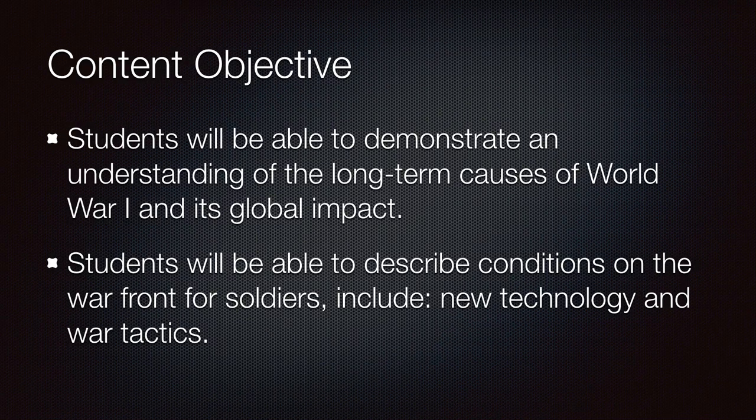So the content objective for today is students will be able to demonstrate an understanding of the long-term causes of World War I and its global impact. Students will be able to describe conditions on the war front for soldiers, including new technology and war tactics. So last time I told you that the war broke out because the Archduke Ferdinand of Austria-Hungary was assassinated, and that we had alliances between Austro-Hungary and Germany. So Germany had to come to the aid of Austria-Hungary, and then Russia was coming to the aid of Serbia.